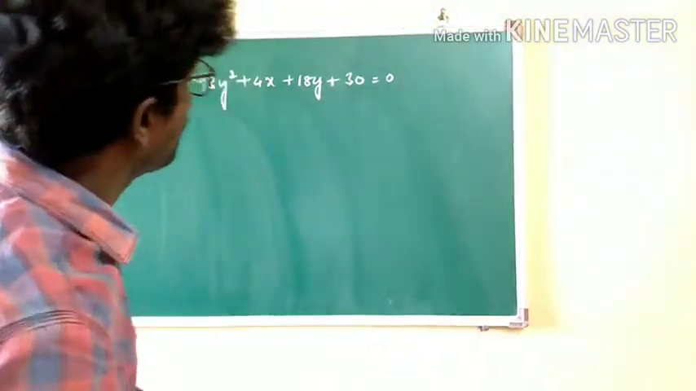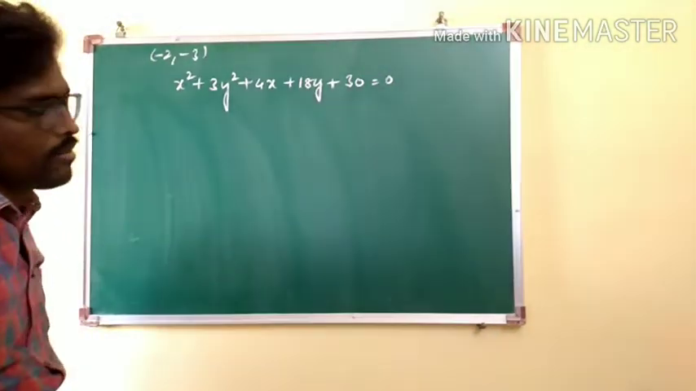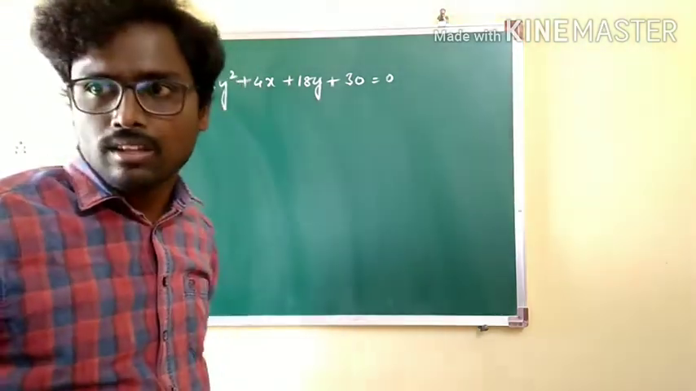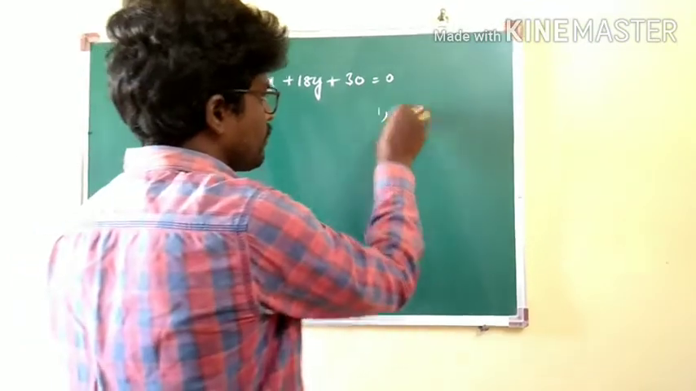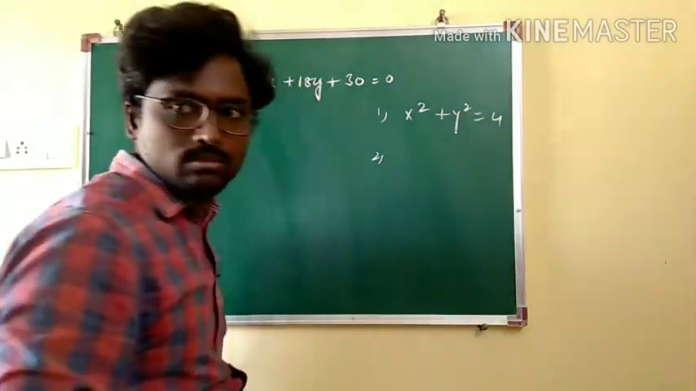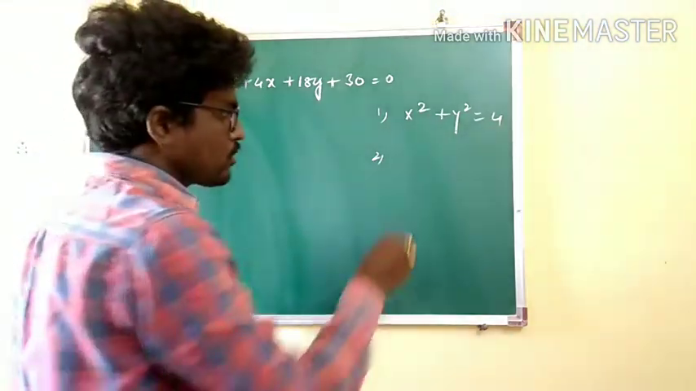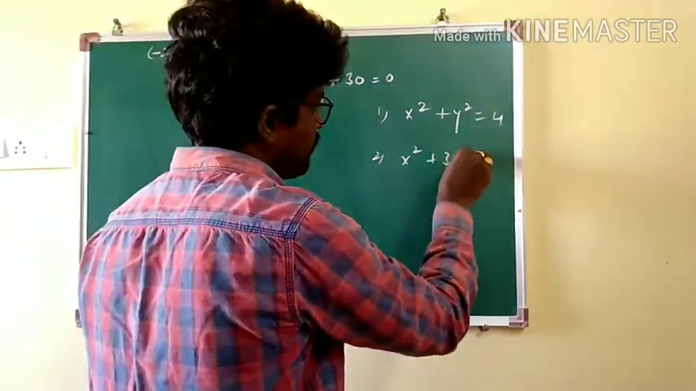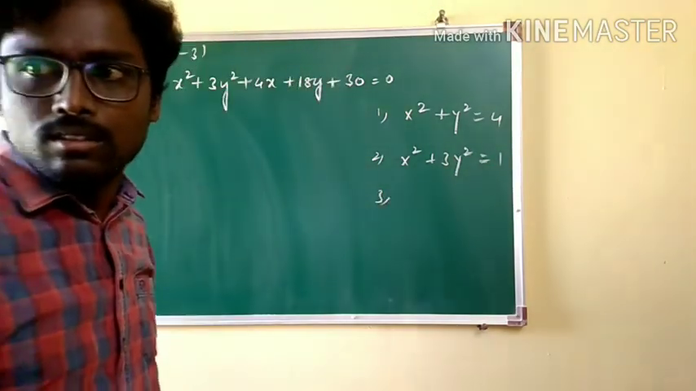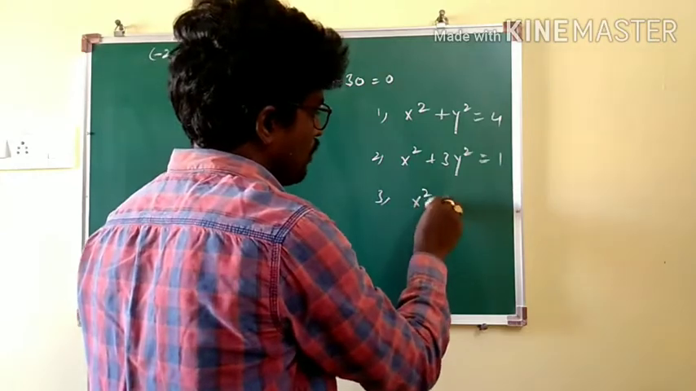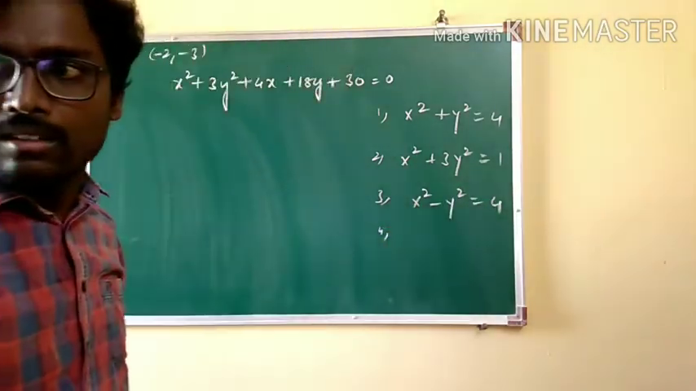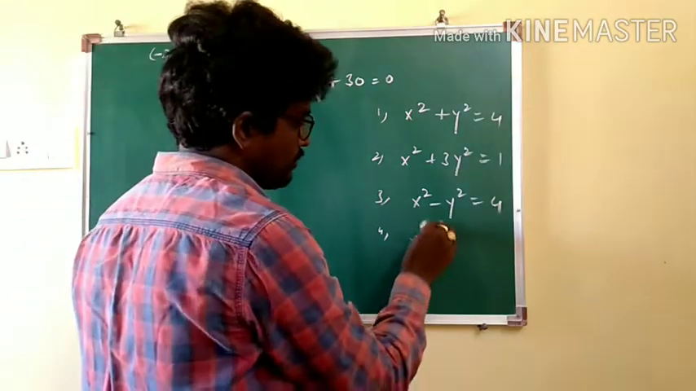Transforms to, meaning definitely the outcome will be in terms of capital X and capital Y. The options are: X square plus Y square is equal to 4; capital X square plus 3Y square equal to 1; X square minus Y square equal to 4; X square minus 3Y square equal to 1.